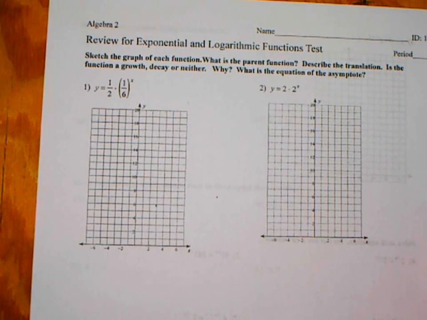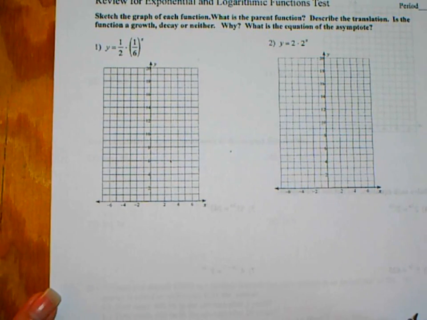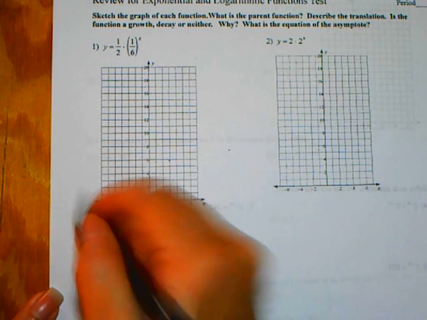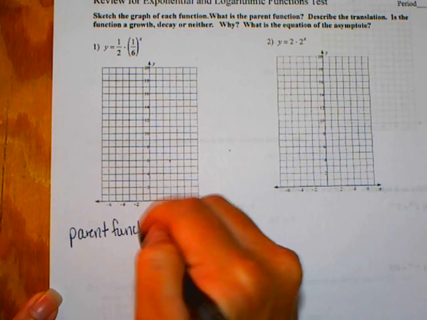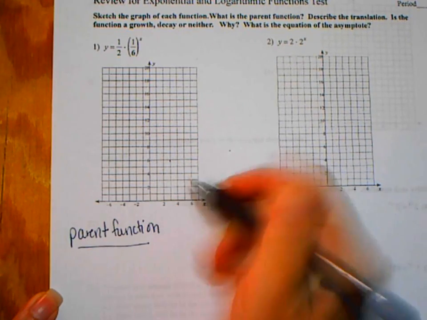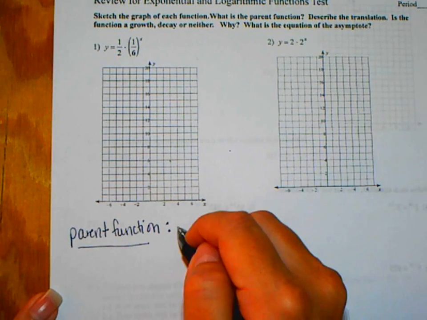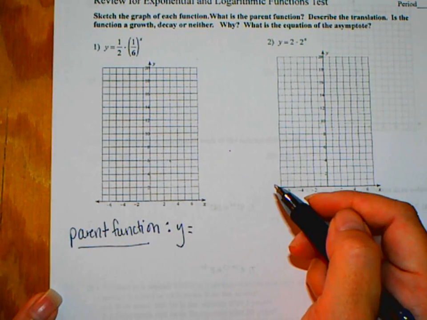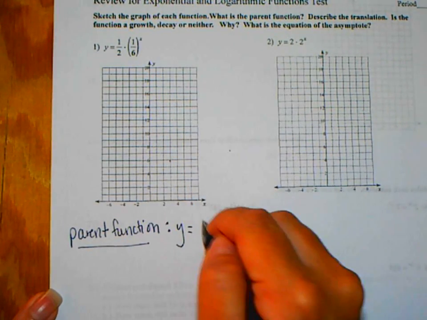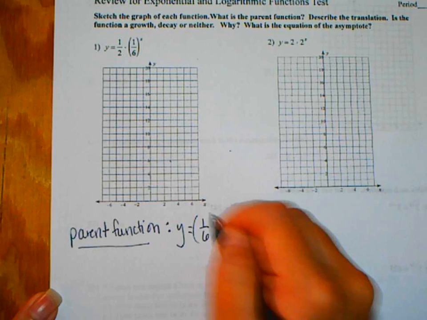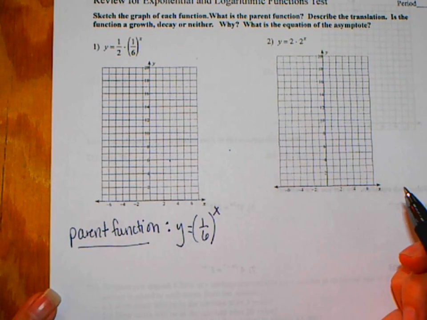So we're going to do number 1. Sometimes I like to write out the answers before I do the graph, whatever you want to do. But let's figure out what the parent function is first. The parent function is y equals, remember when you're talking about an exponential, it's just y equals your base raised to the power of x. That fraction will need to be in parentheses.